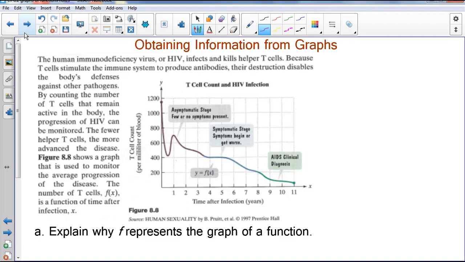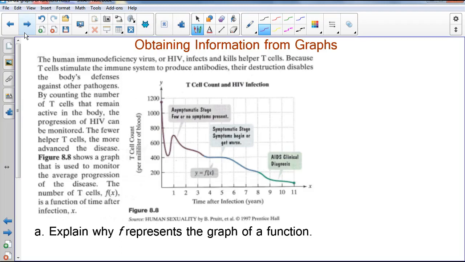Now we're going to practice obtaining information from graphs. I'll read this because I know it's probably a little bit small in your notes, but you have it a little bit larger on the video so you can read it. The human immunodeficiency virus, or HIV, infects and kills helper T cells. Because T cells stimulate the immune system to produce antibodies, their destruction disables the body's defenses against other pathogens. By counting the number of T cells that remain active in the body, the progression of HIV can be monitored. The fewer helper T cells, the more advanced the disease.